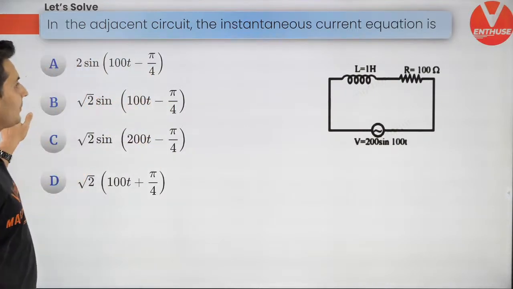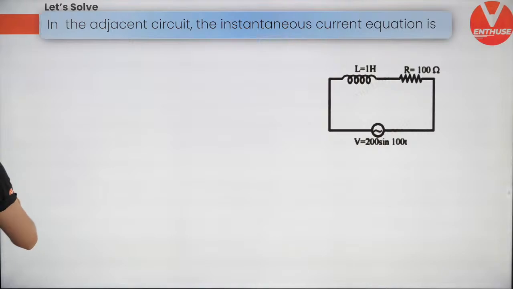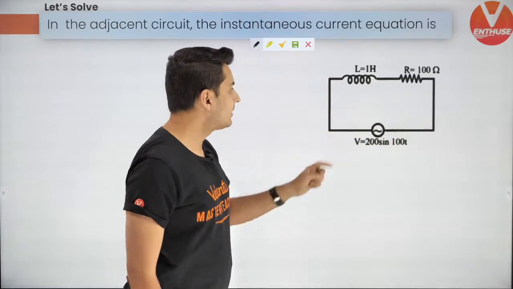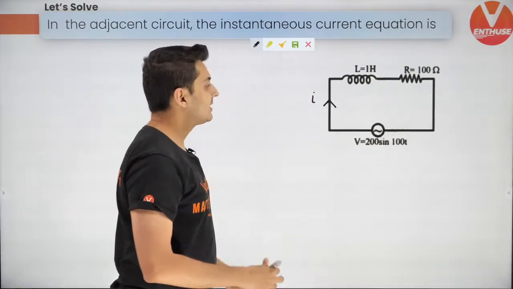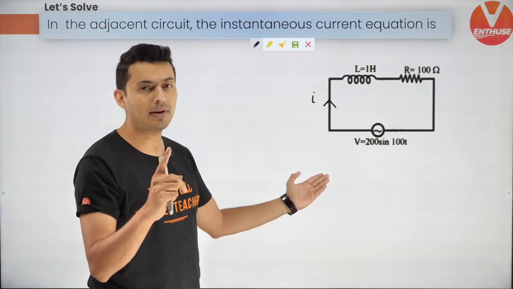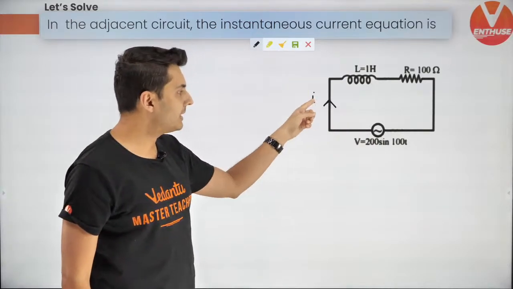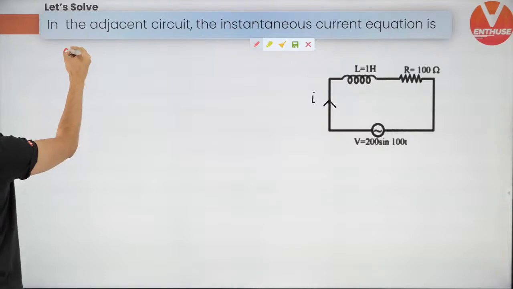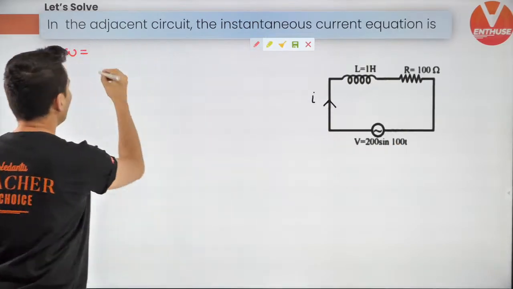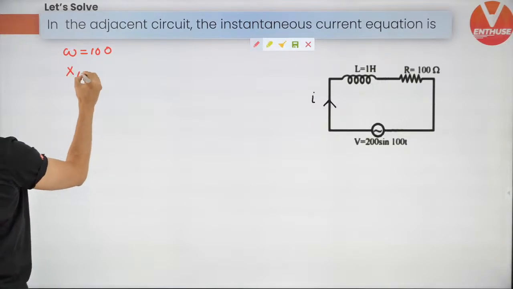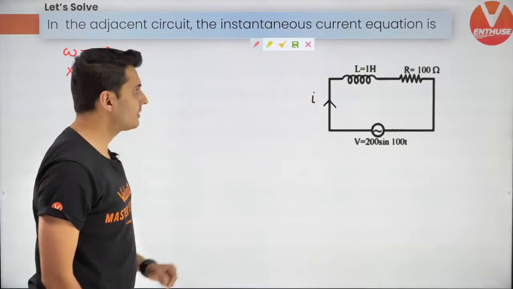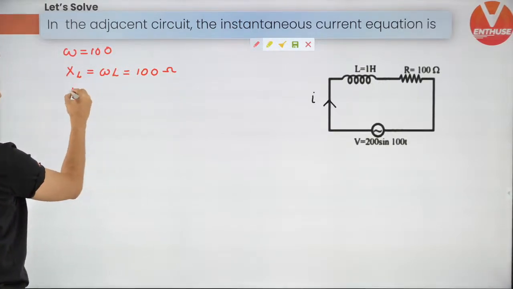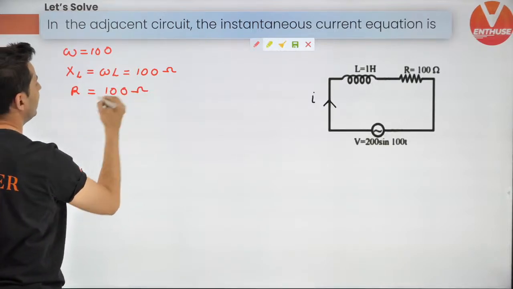Okay, so let's see how to solve this. First of all, since this is an AC circuit and we have to find the current flowing in it, let's figure out the phase difference, because in AC circuits the main problem happens with the phase. Before that, let's calculate what omega and L are. Omega is 100. So the inductive reactance, recollect the formula, is omega L, which is 100 into 1, which is 100 ohms. The resistance is itself 100 ohms.